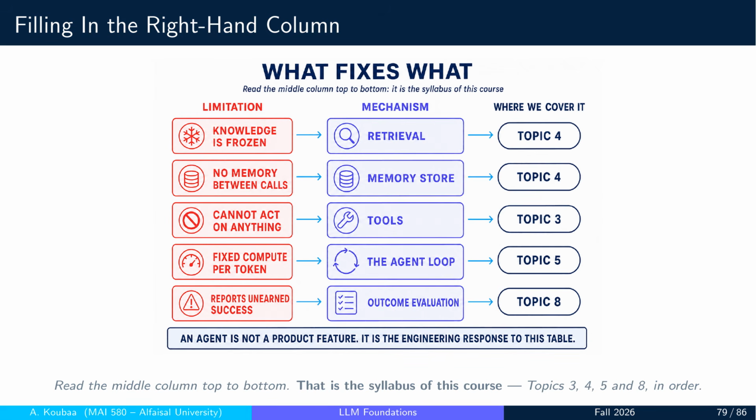Every one of those exists so that you can use the model as your reasoning and decision component rather than as your source of truth. That is not 4 separate ideas. It is one idea, built 4 times. The course outline is not a list of interesting topics. It is the list of engineering answers to the limitations we derived this morning. As a consequence, when you reach topic 4 and we discuss memory, you should already know which limitation it repairs. If you cannot say which one, come back to this slide.